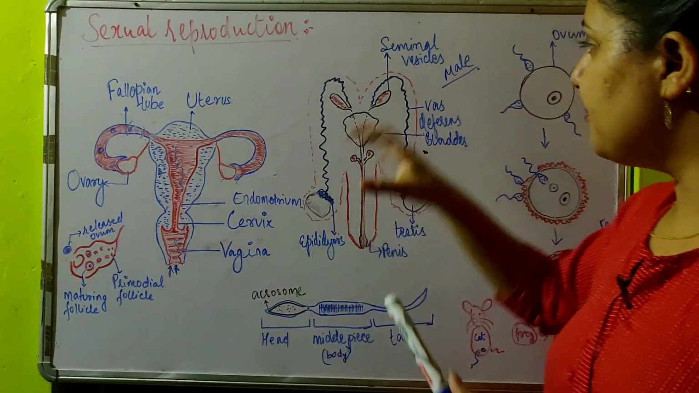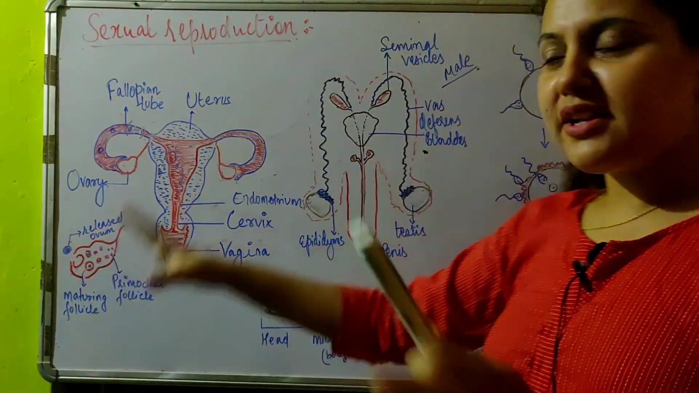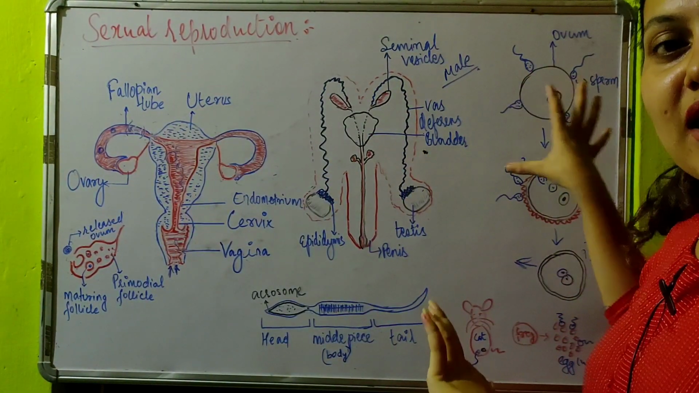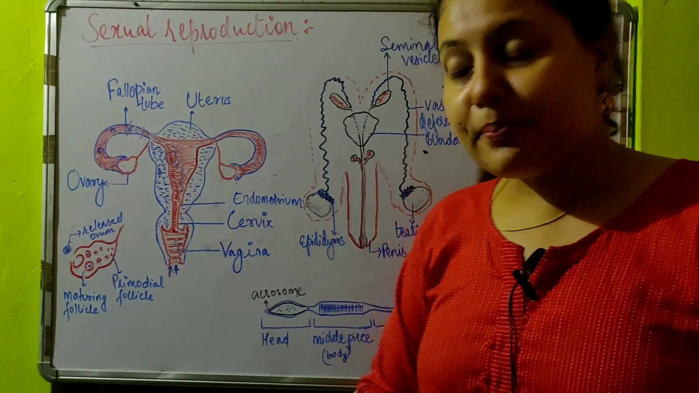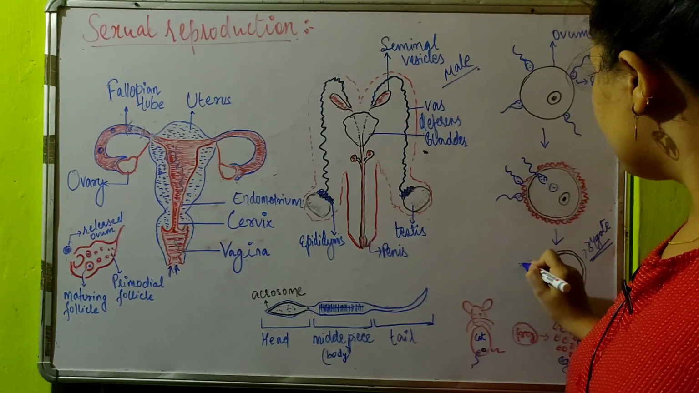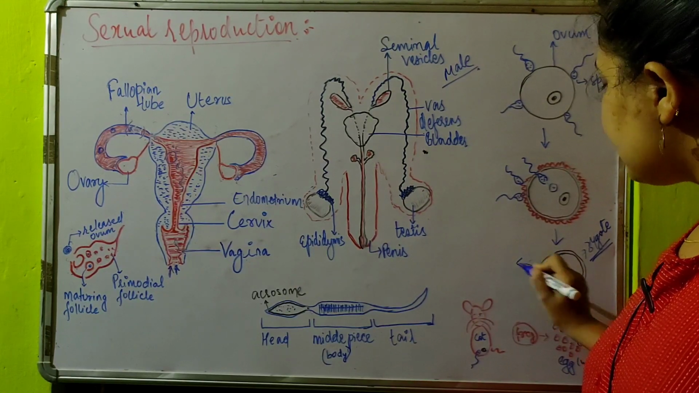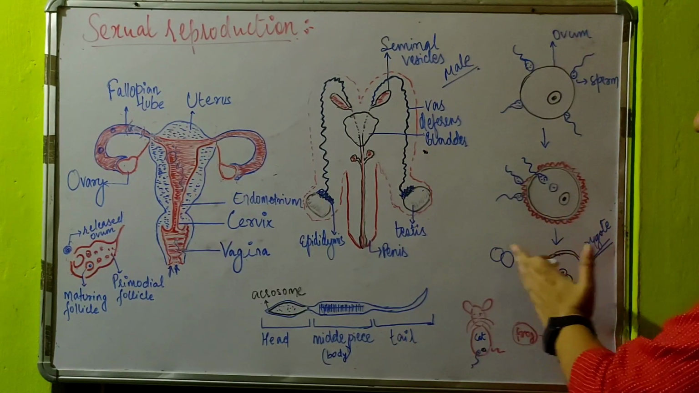Okay, male reproductive system has been done, female reproductive system has been done, what is fertilization, that part has been done, and now we are coming to the embryonic development. Okay, in embryonic development what happens, this zygote will divide into two cells.